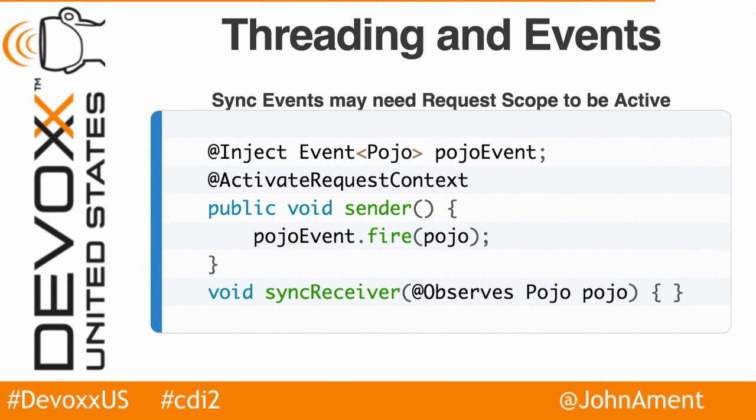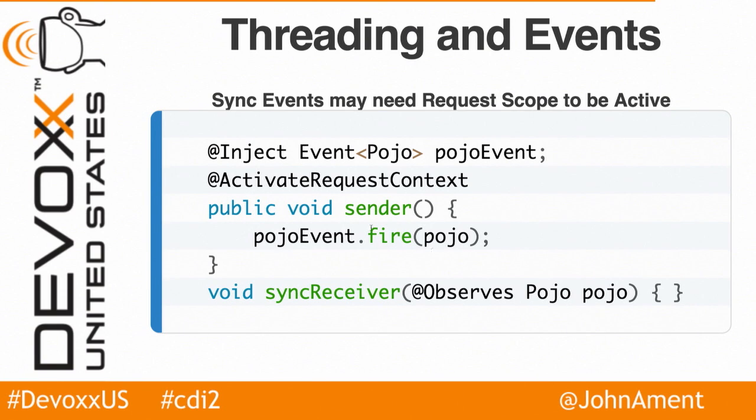So in this case, because I'm blocking, I'm operating within the same thread, I need to start a request context within the bounds of firing an event, simply to separate out what my event is doing from some other event that might be getting fired.